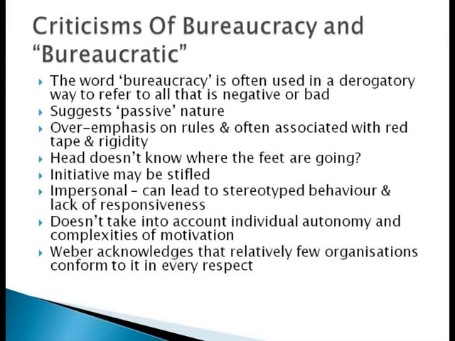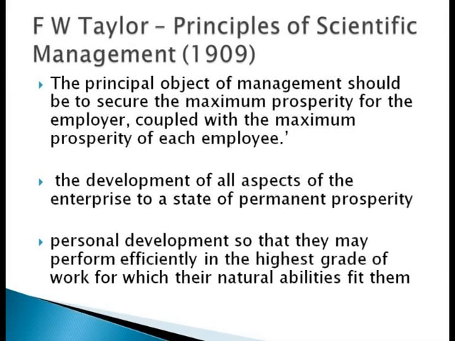So Weber's the first person. So Weber, ideal bureaucracy, you can memorize a list of components of the ideal bureaucracy, you can understand them, there are people who suggest there are difficulties with it. So Weber, the next one then is Frederick Taylor. These aren't linked.